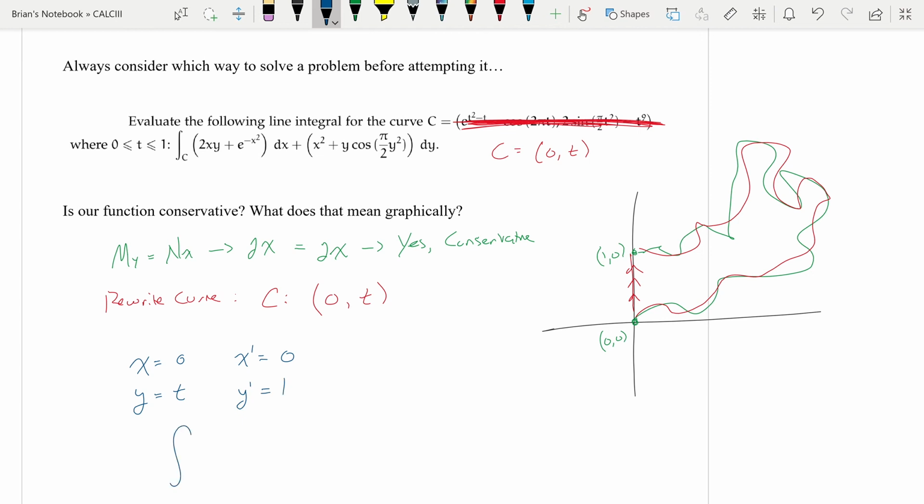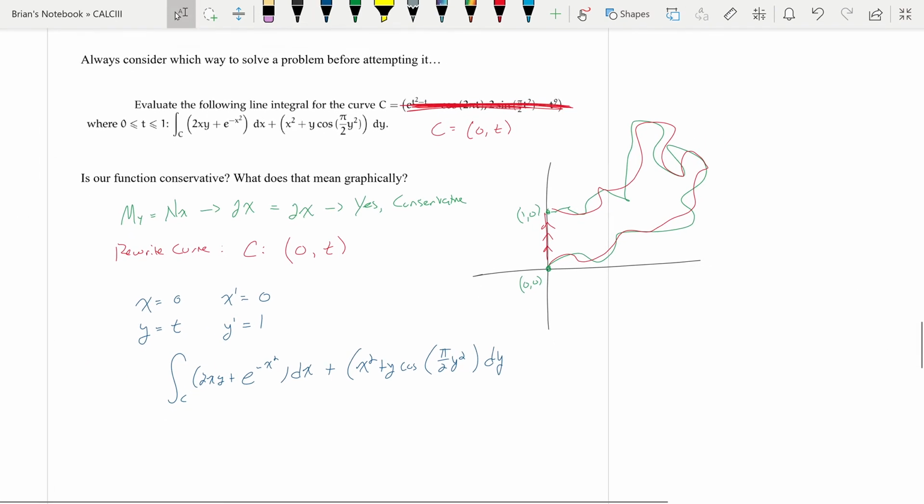And now take your integrand right here, 2xy plus e to the negative x squared dx plus x squared plus y cosine of pi over 2 y squared dy. Now solve this like we would that original function, because solving it like it's not a conservative function is always going to work. As long as you can plug in the dx's and the dy's, it will work.